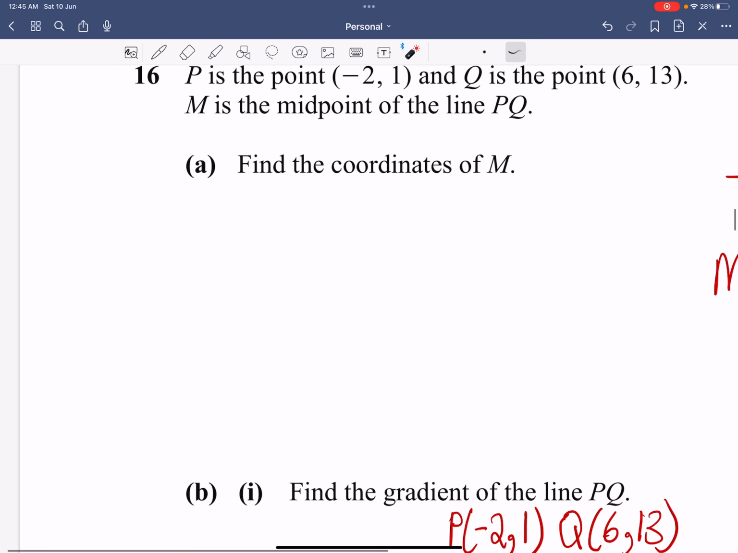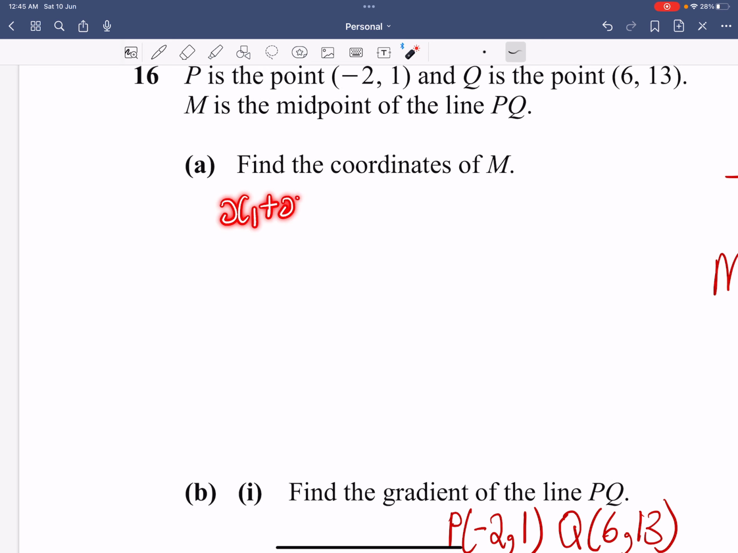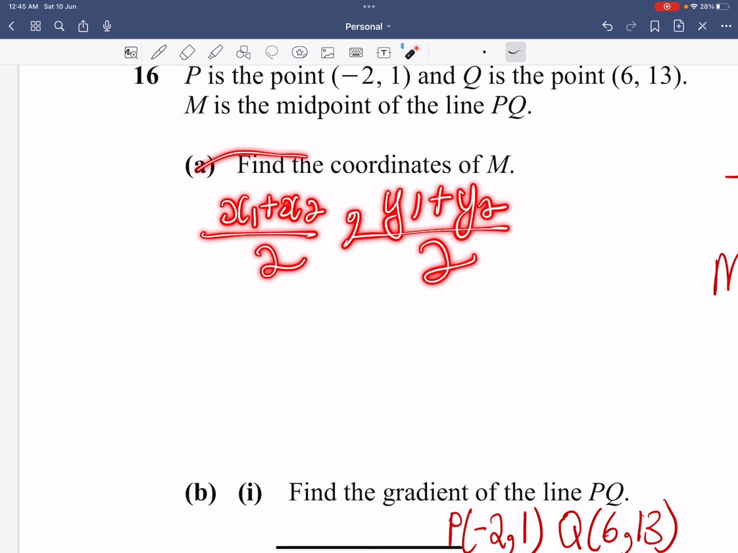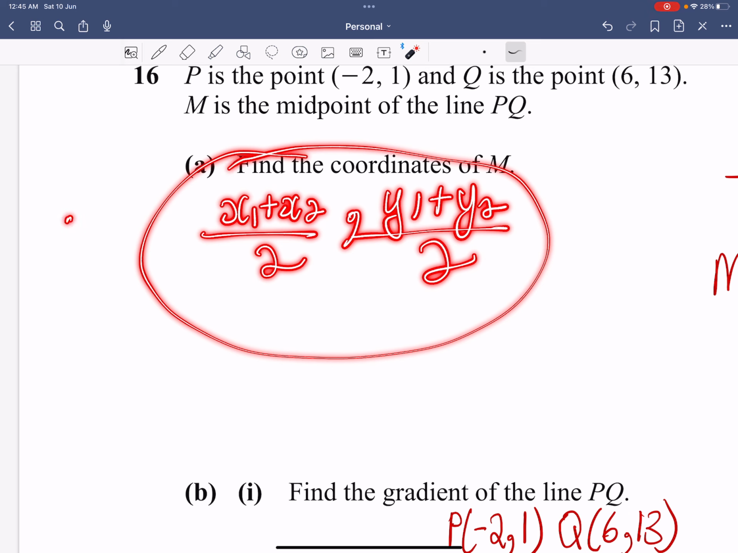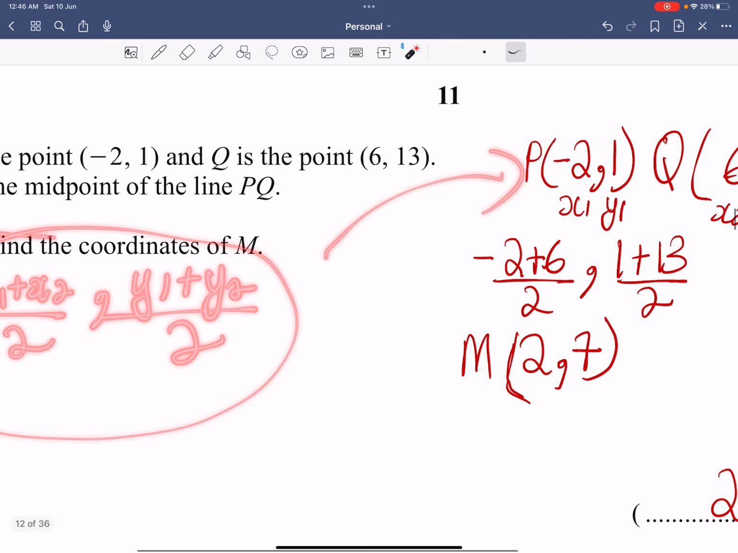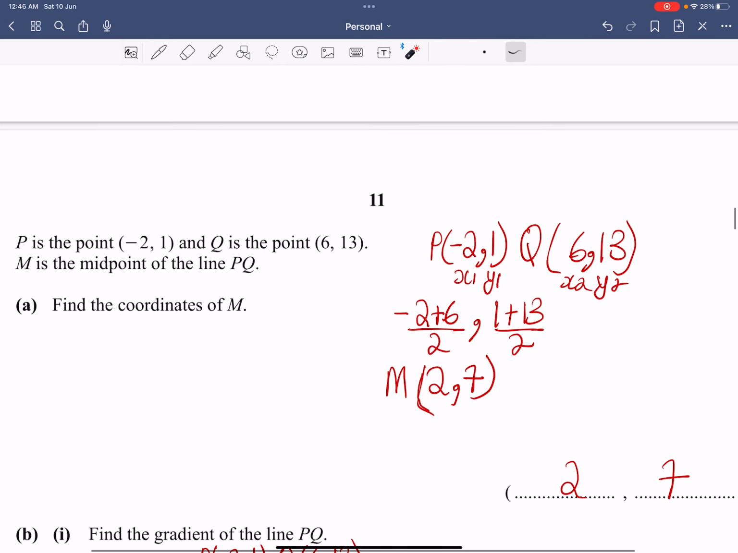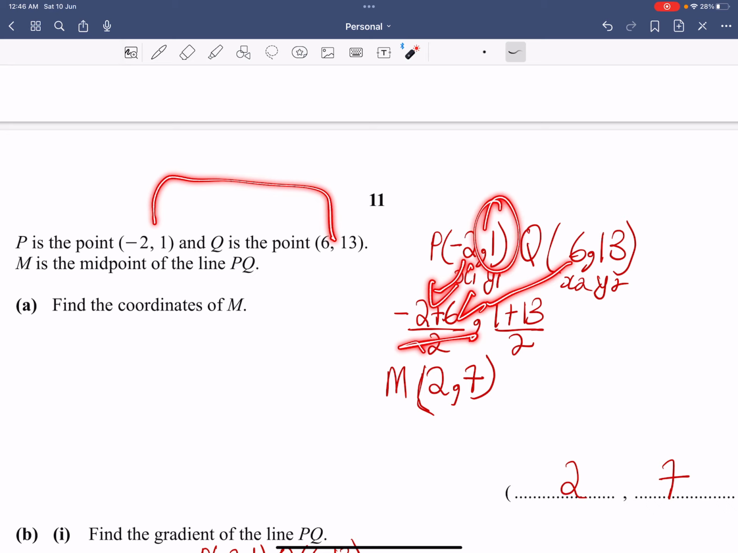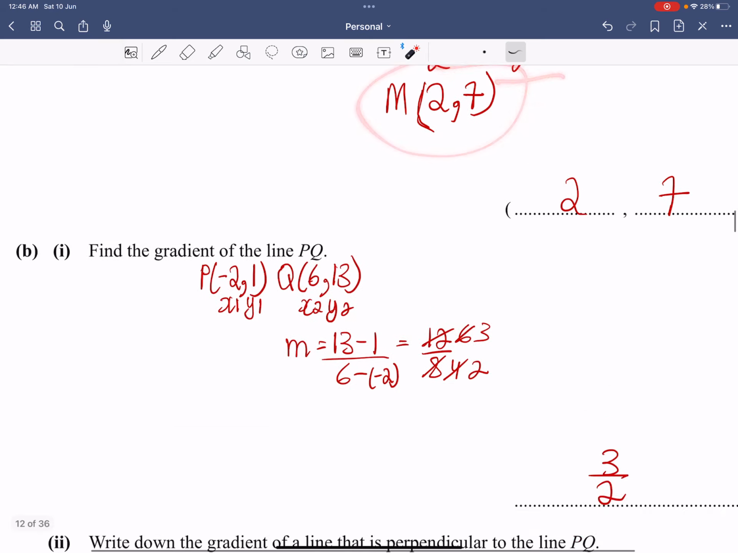you need to know the formula of the midpoint, which is x1 plus x2 divided by 2, and y1 plus y2 divided by 2. So this will be the formula for the midpoint. Now, learning this concept, we'll move on and find the midpoint of P and Q, which is x1 plus x2 divided by 2, y1 plus y2 divided by 2. We'll get 2, 7. Fairly easy.